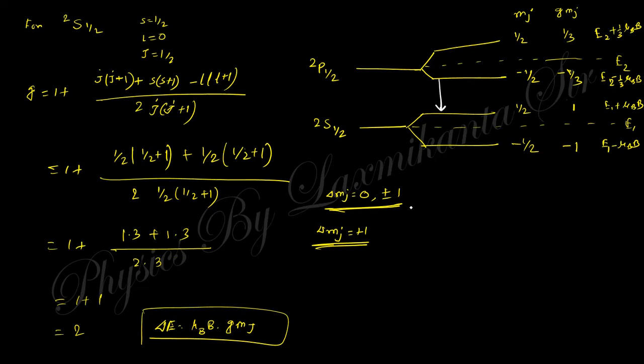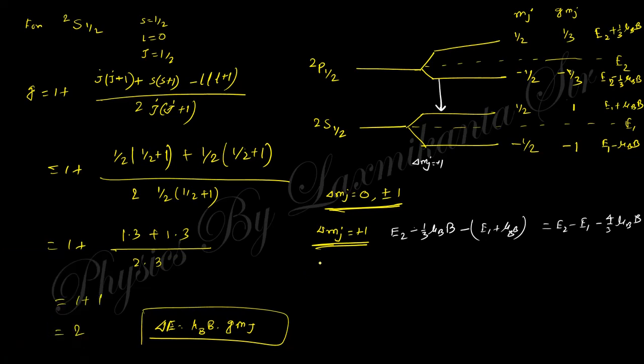So this is for delta mj equals plus 1. Final minus initial is 1. So for that, what is the energy value? E2 minus 1/3 mu B minus E1 plus mu B. So this is E2 minus E1 minus 1/3 minus 1, that is minus 4/3 mu B. This is the value, and no other component can arise for delta mj equal to 1.